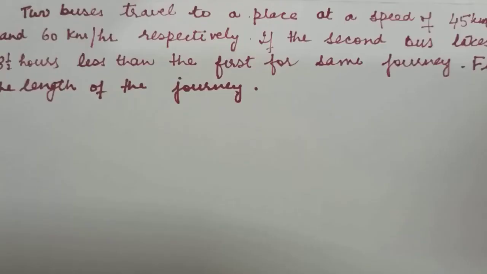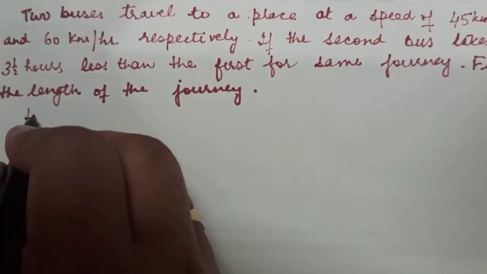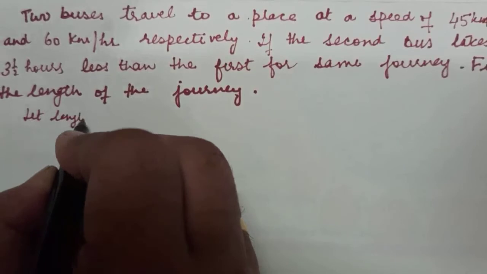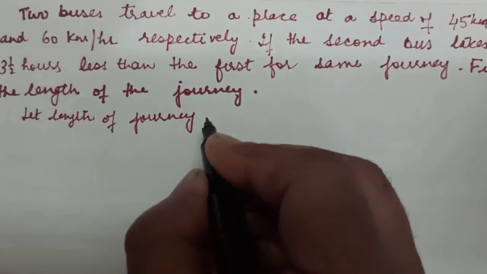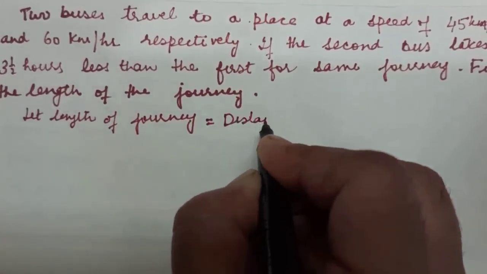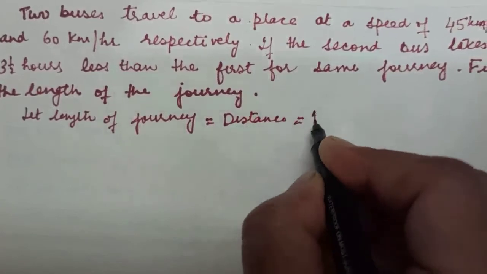Okay. Question number 5 is, two buses travel to a place at a speed of 45 km per hour and 60 km per hour respectively. If the second bus takes 3.5 hours less than the first for the same journey, find the length of the journey. Length of the journey means what we have to find here? We have to find the distance here. Okay, so we will write, let the length of journey, the thing that we have to find, be equal to distance, d.